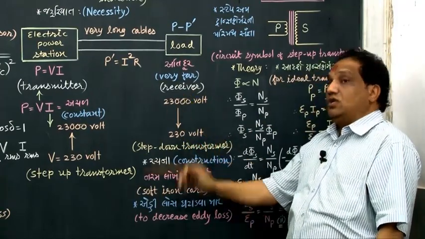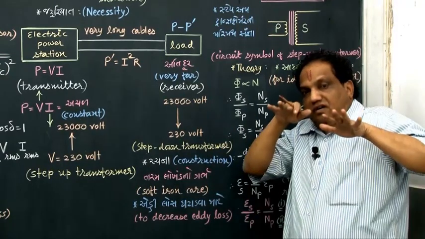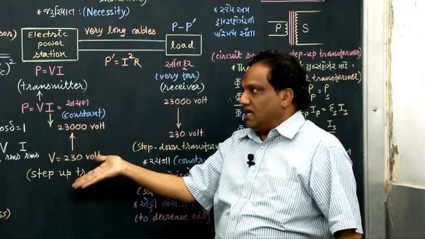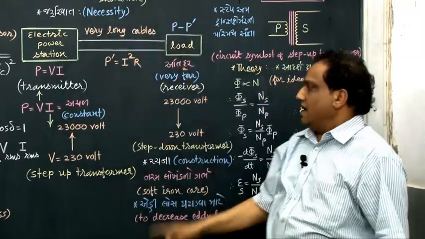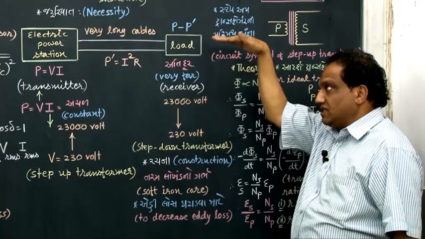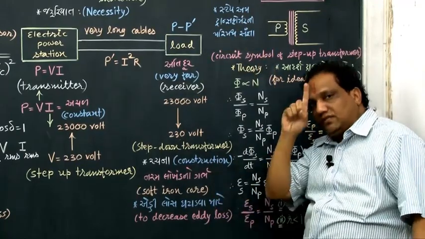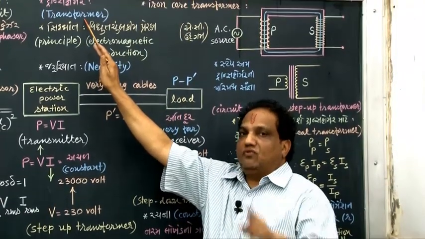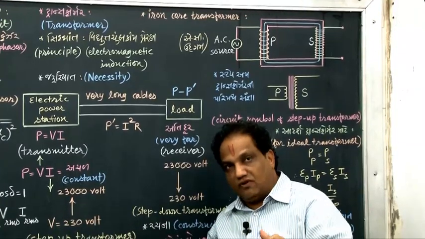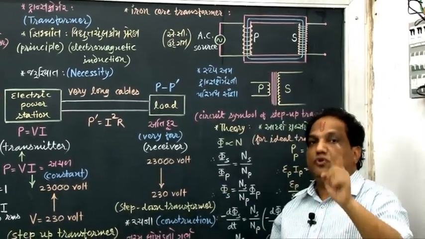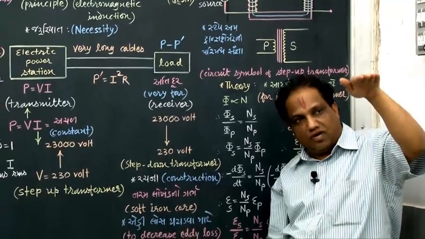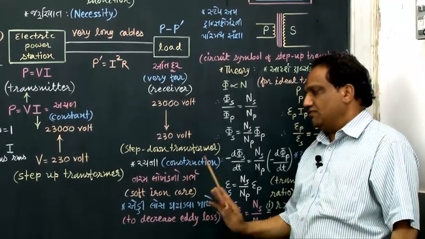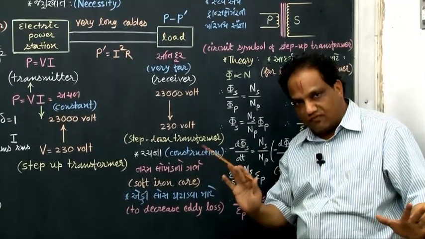So, at the receiver end, you require that device which can decrease the level of voltage. At the transmitter end, we require that device which can increase the voltage level. At the receiver end, we require that device which can decrease the voltage level. And that device itself is known as transformer. If you use a step up transformer, it would increase the voltage level. If you use a step down transformer, it would decrease the voltage level. Okay. Let us see now the construction of this step up or step down transformer.